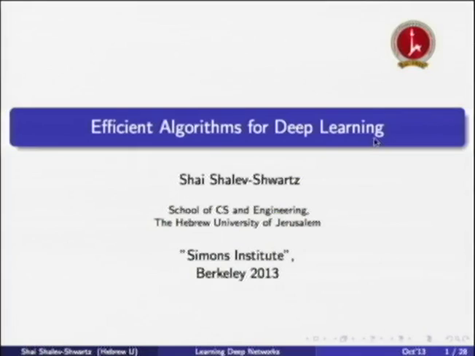So I'm going to talk about efficient algorithms for deep learning, or maybe I should write it as efficient algorithms for deep learning, question mark, because most of this talk will be about open problems and hardness results and very, very few positive results.